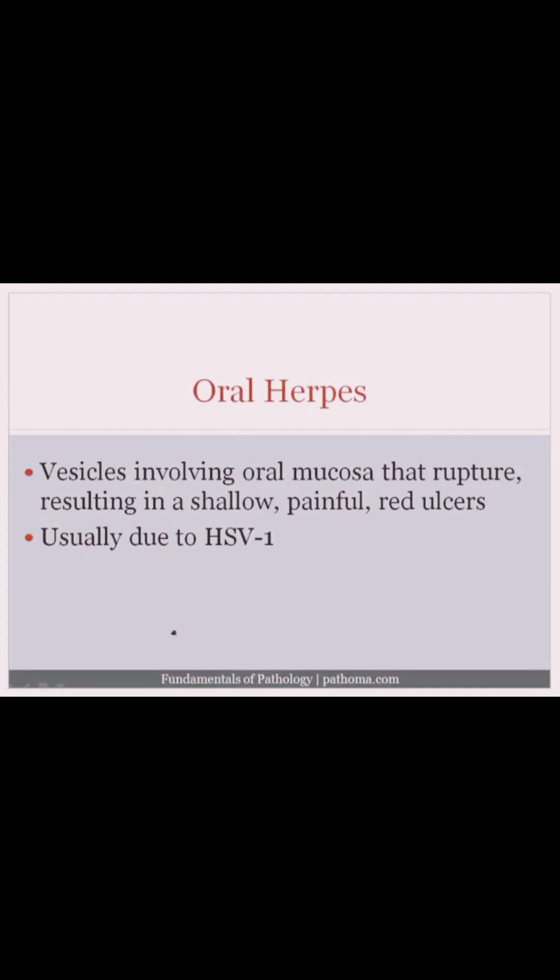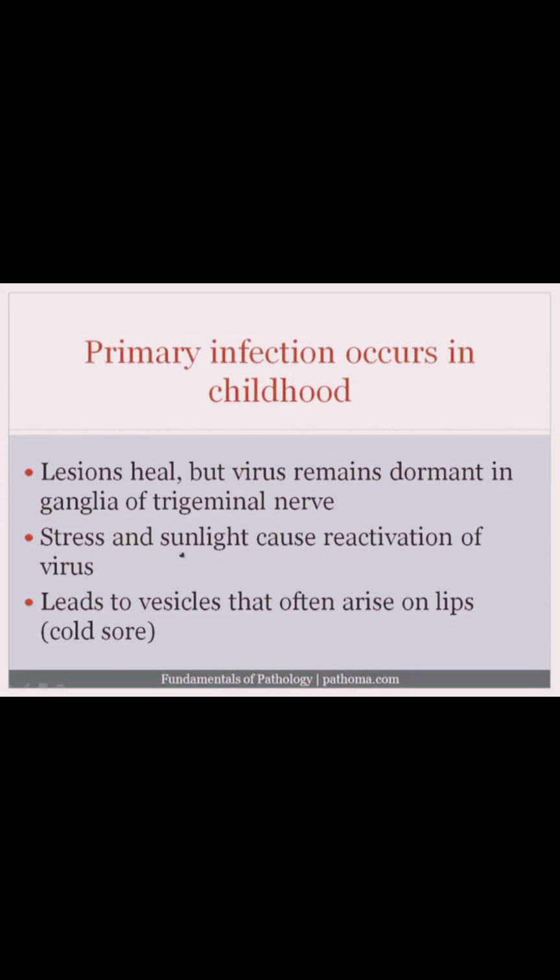Oral herpes is when you have vesicles involving the oral mucosa. These vesicles usually rupture, which then results in a shallow, painful red ulcer. Important, it's usually due to HSV1. The primary infection with oral herpes occurs in childhood. The lesion actually heals, but the virus remains dormant in the ganglia of the trigeminal nerve. This is high yield. Virus remains dormant in the ganglia of the trigeminal nerve.